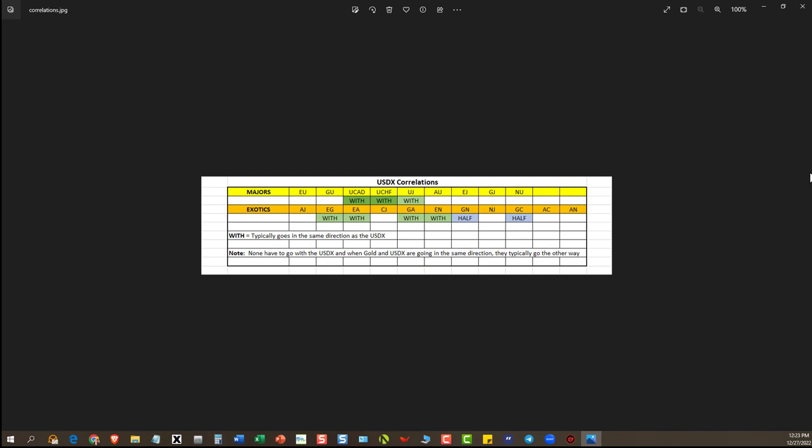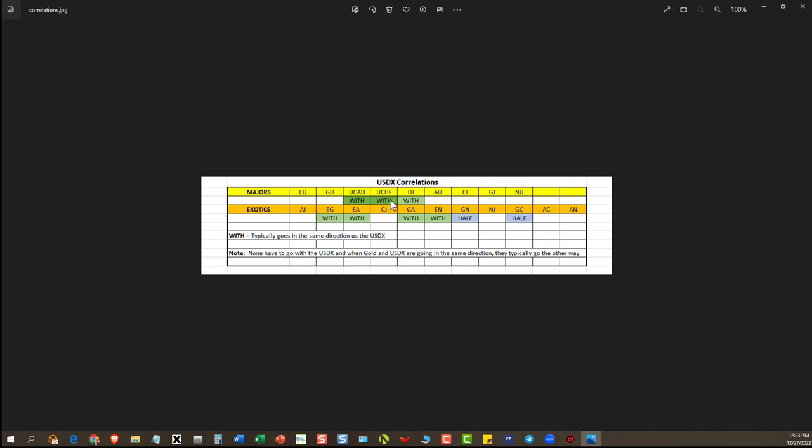So this is a little graphic that shows the dollar index correlations. Now, the fact that it says "with" doesn't mean 100%. It just means it typically goes with it. So the EG, the EA, the GA, and the Euro New Zealand typically go with it, but not 100%. Now, the pound New Zealand and the pound Swissy, half the time they go with the dollar index. So in other words, if the dollar is going up, then they go up. But the other half, they don't. So these are a little bit squirrely.